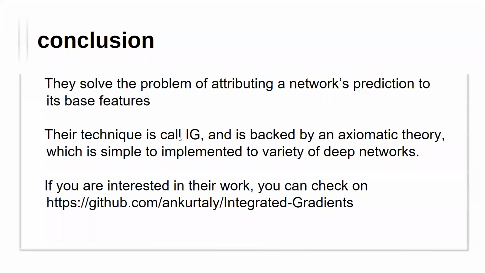So it comes to a conclusion. They solve the problem of attributing a network's prediction to its base features, and they propose a new attribution method, integrated gradients, and it is simple to implement. When they implement integrated gradients, they use, for example, m points to approximate the integral. So it's quite fast.